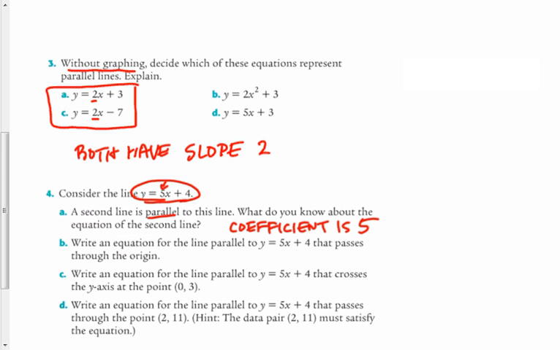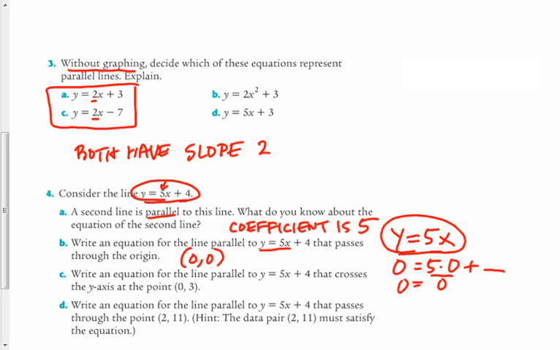Okay, now part B says write an equation for the line parallel to y equals 5x plus 4 that passes through the origin. If it passes through the origin, that means it goes through the point 0, 0. And since it's parallel to this line, it's going to have this part of the equation the same. For it to pass through the origin, when x is 0, so if we take 5 times 0, y is equal to 0. We could add something, but since 5 times 0 is 0, it's already equal to 0, so we don't need to add a y-intercept. We also know that if it passes through the origin, it's a direct variation, and a direct variation equation doesn't have a constant term, just some number times x. So that's the answer to that question.